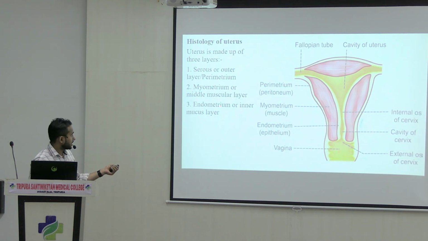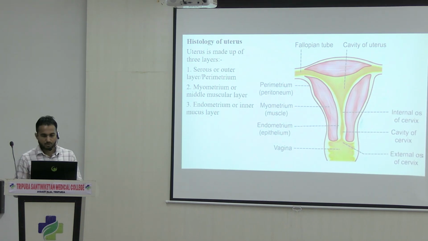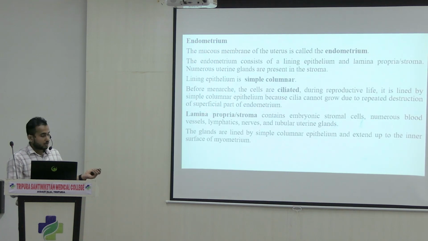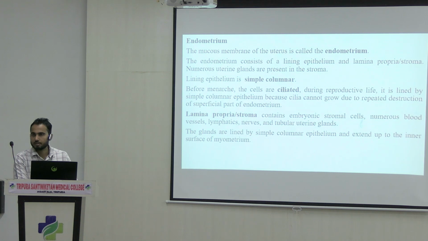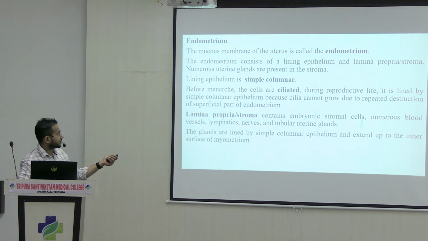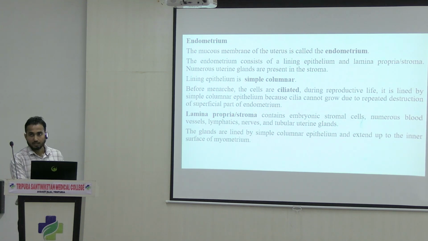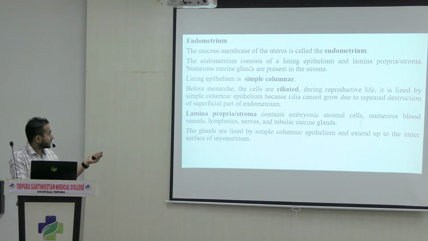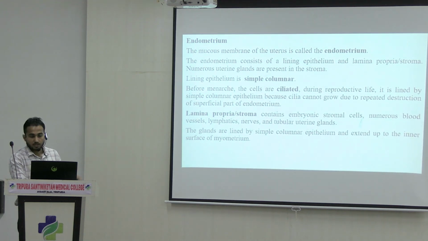First we will discuss the endometrium, which is the inner mucous layer. The mucous membrane of the uterus is also called the endometrium. Now this endometrium consists of lining epithelium and along with that the lamina propria, also called the stroma. The most important part here is that in the stroma we get numerous uterine glands.